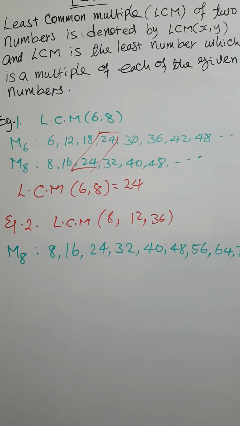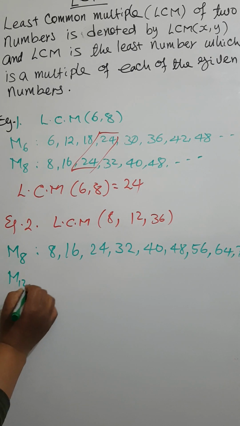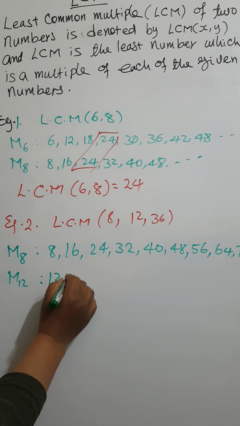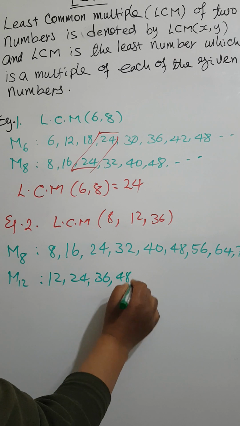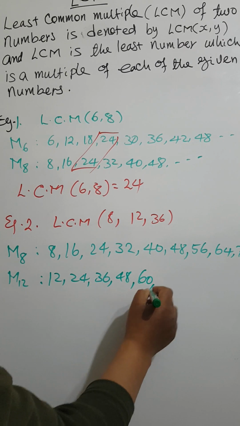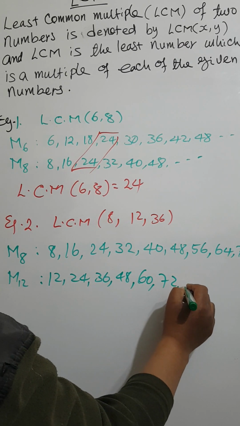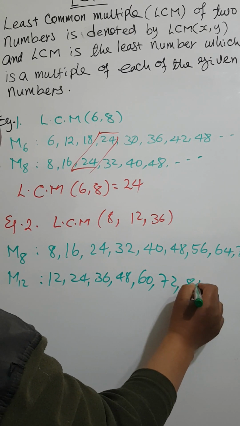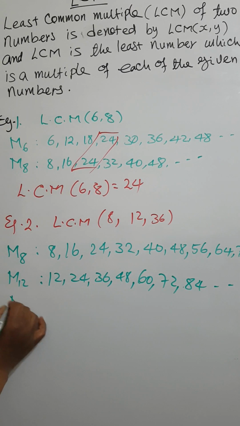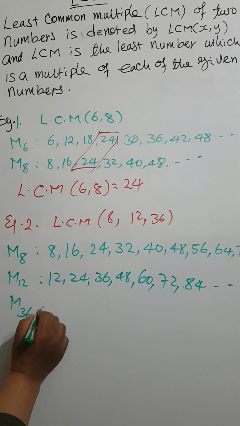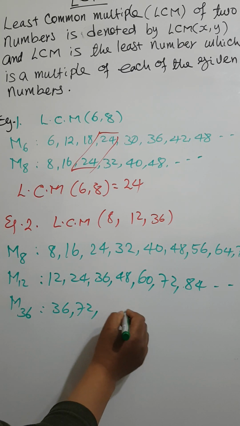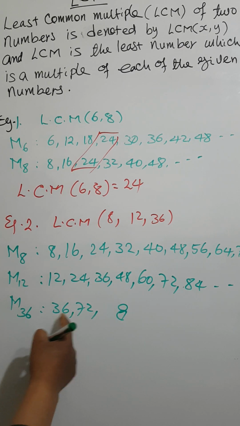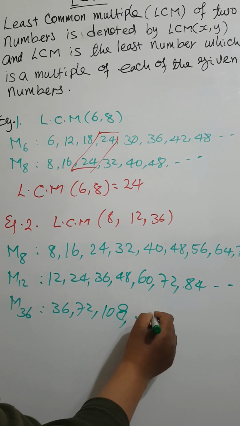Multiples of 12 include 12 itself, 24, 36, 48, 60, 72, and 72 plus 12 is 84. Multiples of 36 include 36, 72, 108, and it goes on.